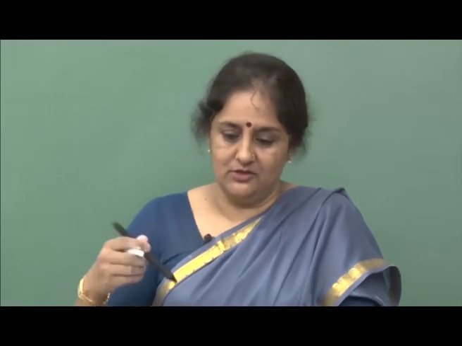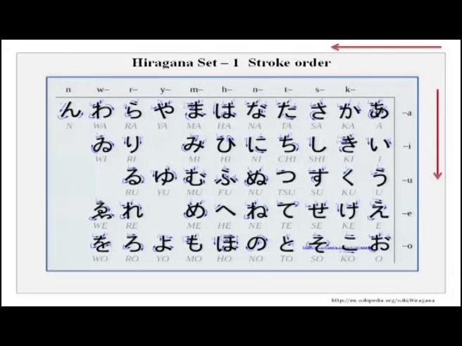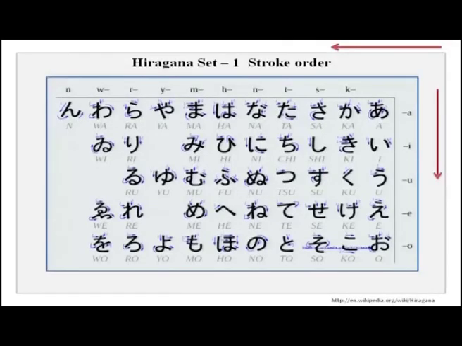So, this is the kana script. Of course, when you see, you will know. You can see the stroke order. Stroke order means how the character is made, what is to be drawn first and what comes after that and what follows later. You have the first set of 46 symbols of hiragana right in front of you, and you can see the first line is the vowel line.